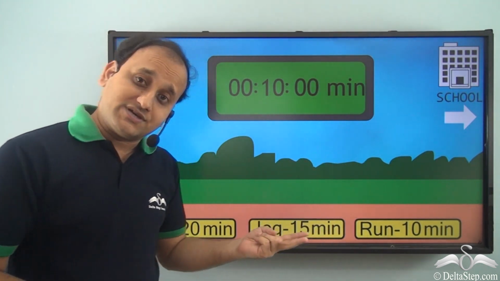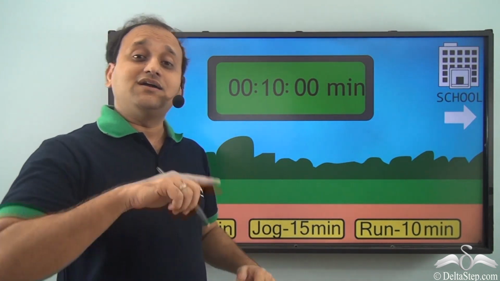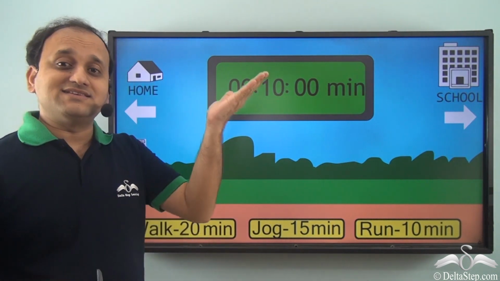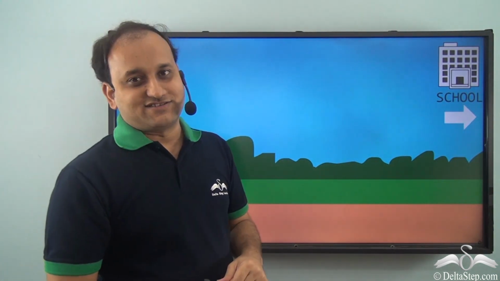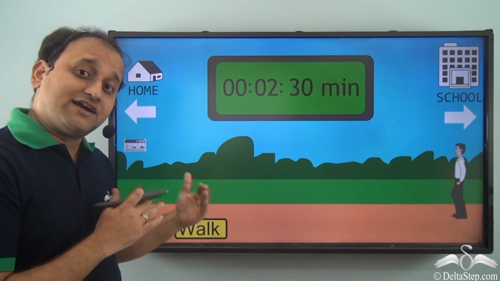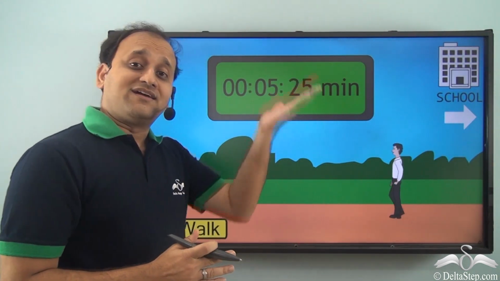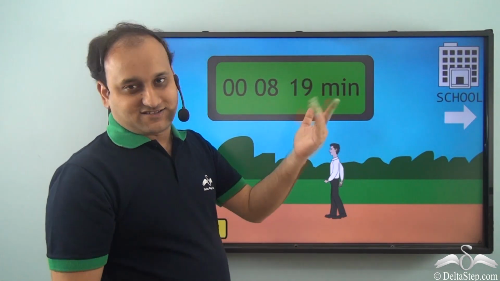So we have two values here, speed and time. So as the speed increases, time taken decreases. So again we have two values which are related to each other. One increases, the other decreases.